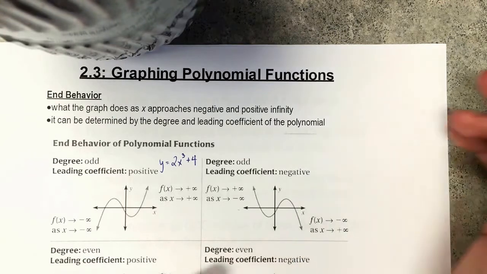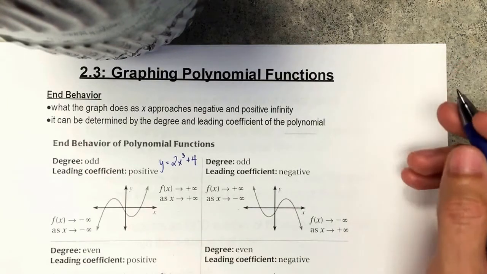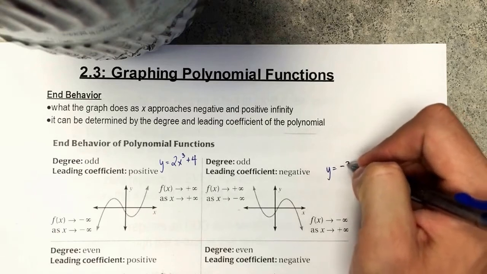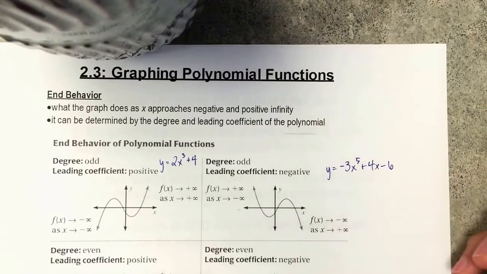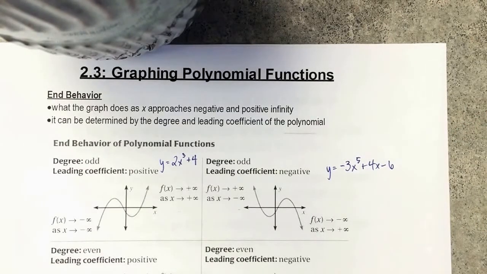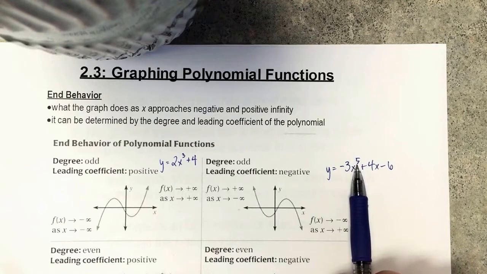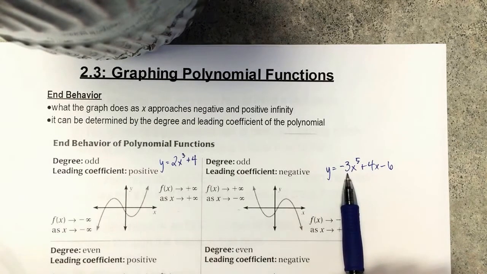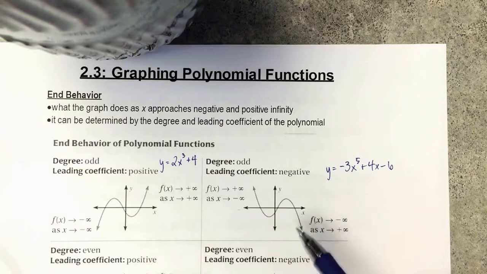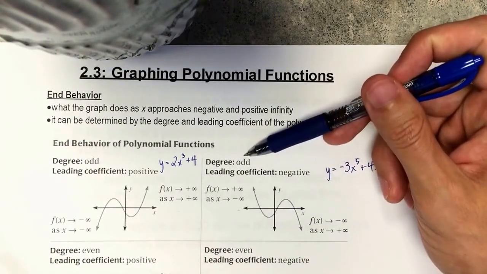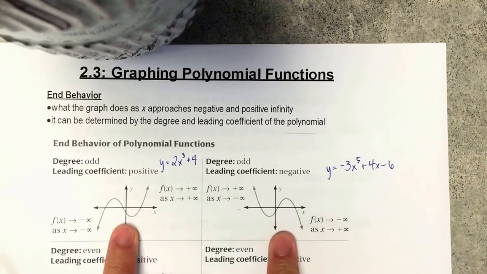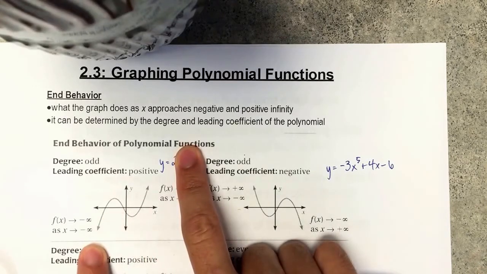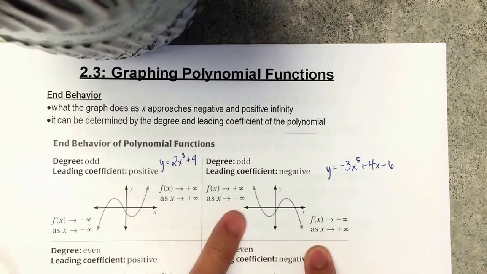If I change gears and use a negative leading coefficient, something like y equals negative 3x to the fifth power plus 4x minus 6, the most important parts are the fifth power, because it's an odd degree, and the fact that the leading coefficient is negative. In this case, my left side is now the one that goes to the sky and the right side is the part that falls to the floor. Notice that these two graphs look very similar. In this one, the right rises and the left falls, and in this one, the left rises and the right falls.